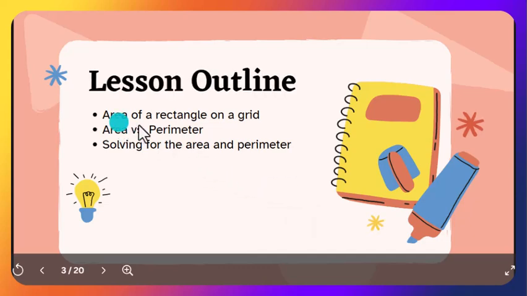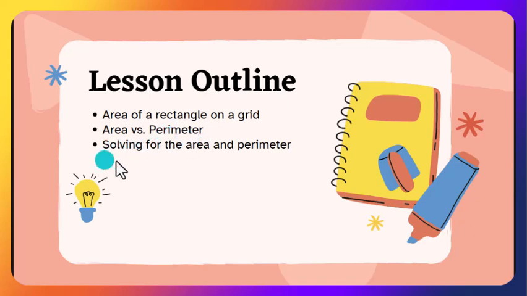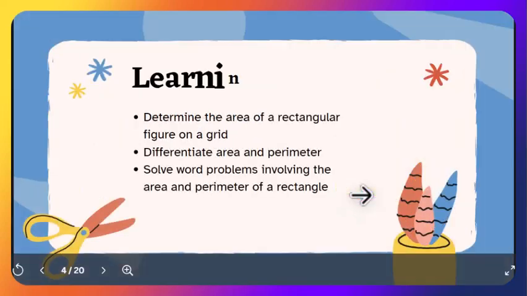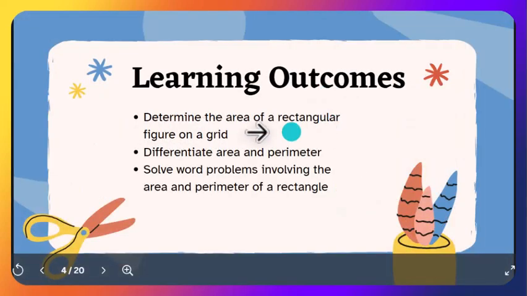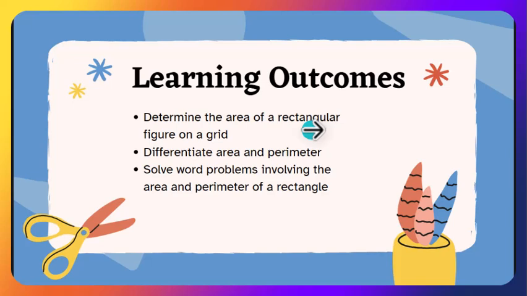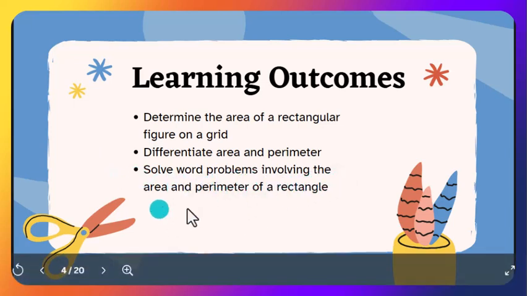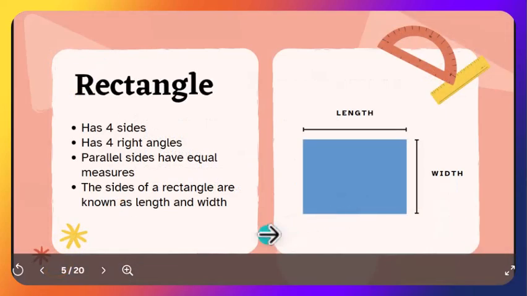So in today's lesson outline, we will find the area of a rectangle on a grid, area versus perimeter, solving for the area and perimeter. And the learning outcomes of today's lesson are to determine the area of a rectangular figure on a grid, differentiate area and perimeter, solve word problems involving the area and perimeter of a rectangle.